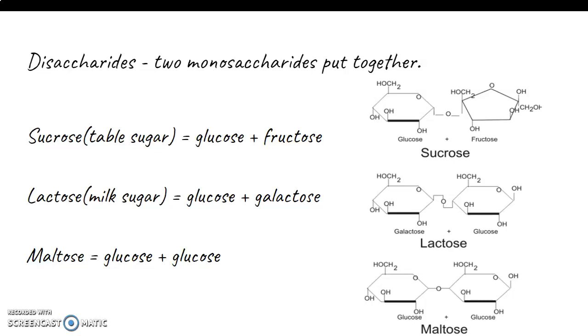Now again, these are sugars. They're just not as simple as the monosaccharides. So monosaccharides are simple sugars. These are just sugars.